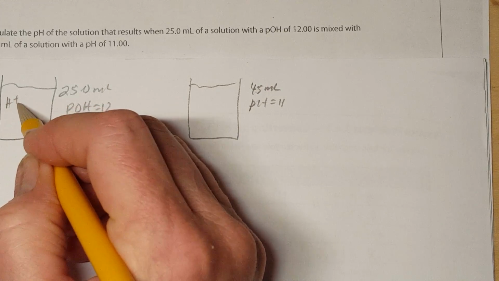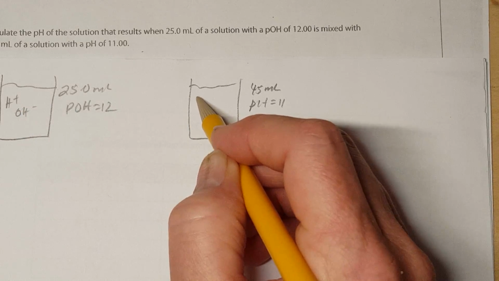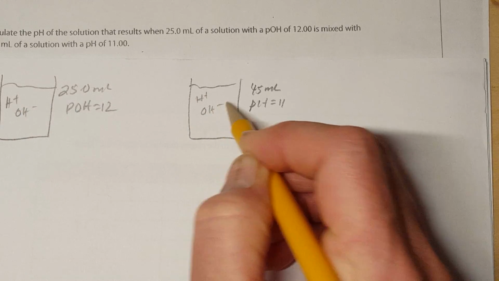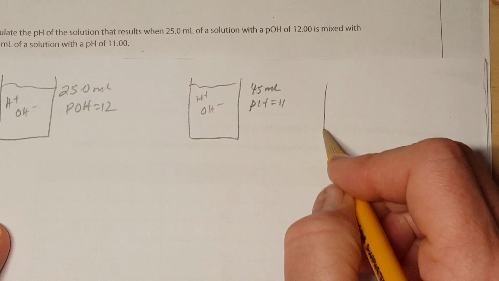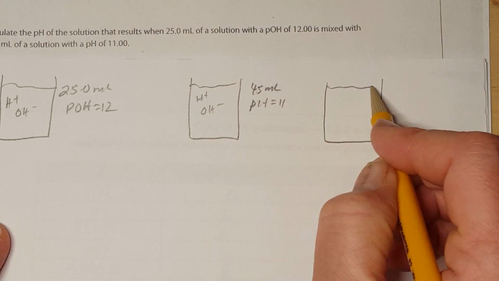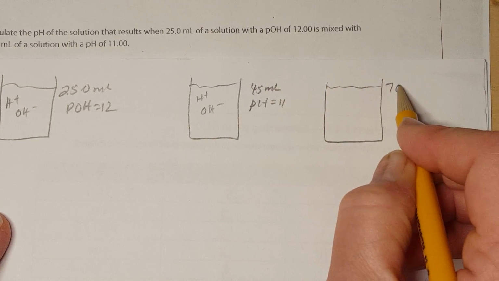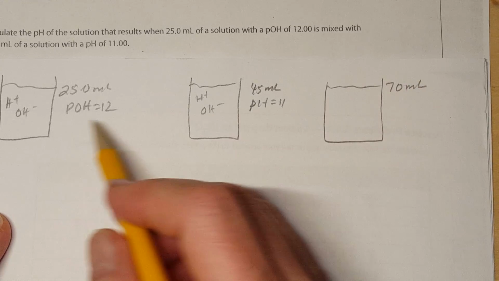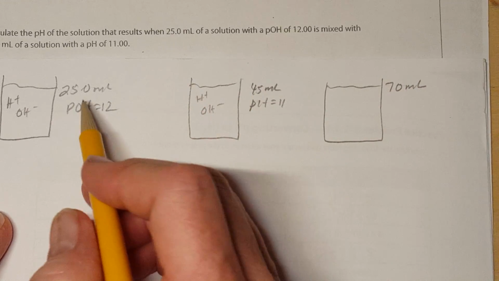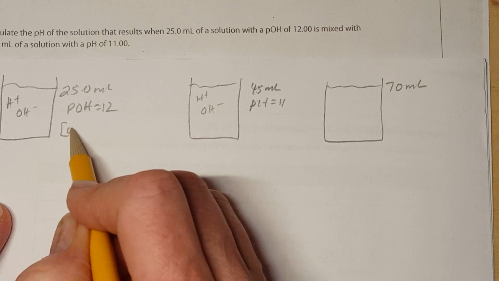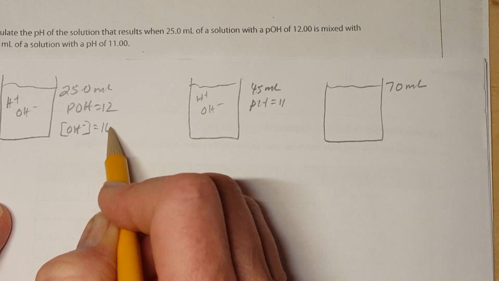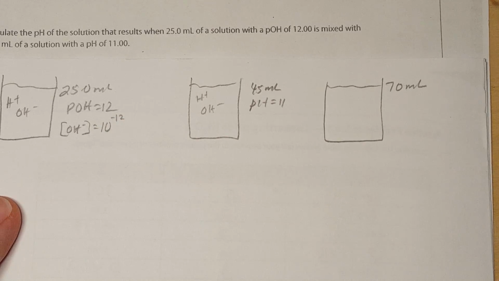Well, both of these have H plus and OH minus ions in here. So let's figure out what the concentration is in these, and then we're going to mix them together. And when we mix them together, we're going to have 70 milliliters, and we're going to have some number of moles of everything in here. So in this case here, we're going to say that the concentration of OH minus is going to equal 10 raised to the negative 12.